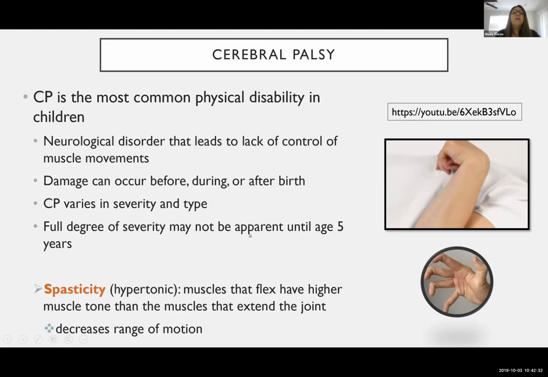All right. So cerebral palsy specifically, we're going to discuss some of the vocabulary that's associated with cerebral palsy because it is the most common physical disability in children. There's varying levels of severity with cerebral palsy, and what's really important to know is that it's neurological, but it's in the motor center of the brain. So children with cerebral palsy often function at a typical development cognitively.